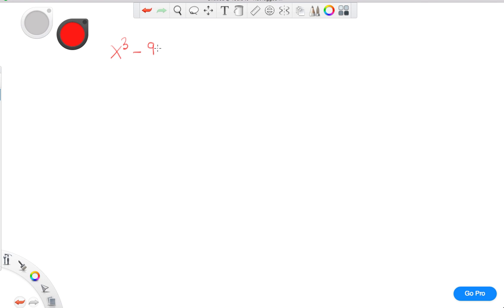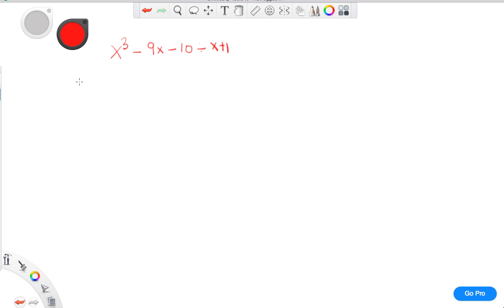Alright, we're going to do polynomial long division here. So we are going to divide x cubed minus 9x minus 10 by x plus 1.